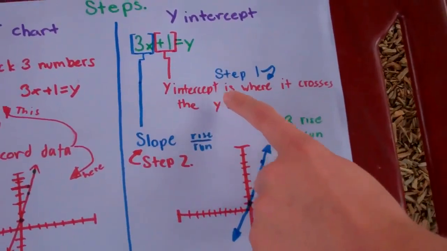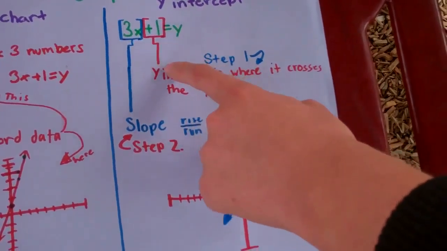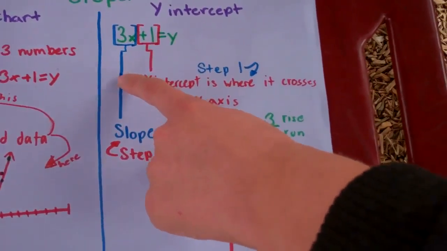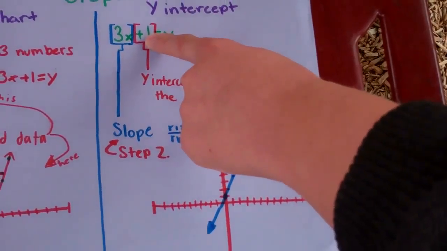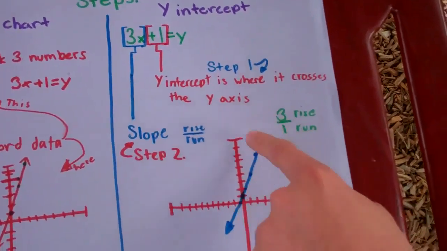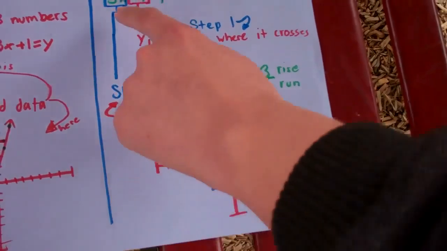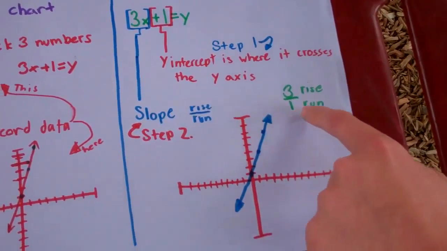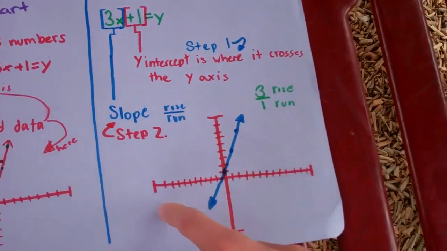Next is the y-intercept formula. Let me just explain the parts of a y-intercept formula to you. The part without the x is the y-intercept line. This is basically where it crosses the y-axis, which is this line. This part is the slope. And remember your rise over run.